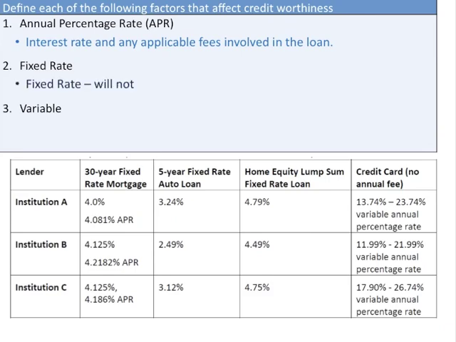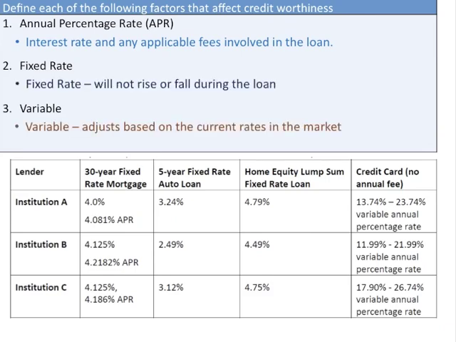Rates can either be fixed or variable. A fixed interest rate will not change during the duration of the loan. So if you have a 30-year mortgage with a fixed rate, your interest rate will remain the same for 30 years.